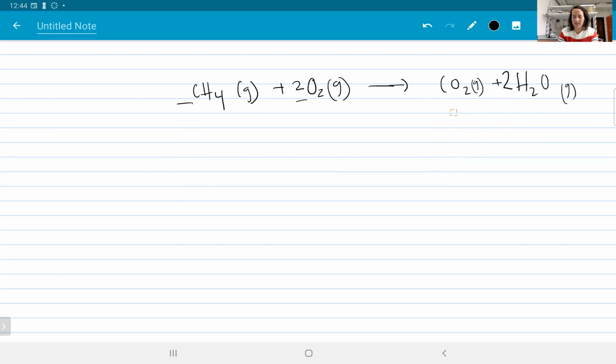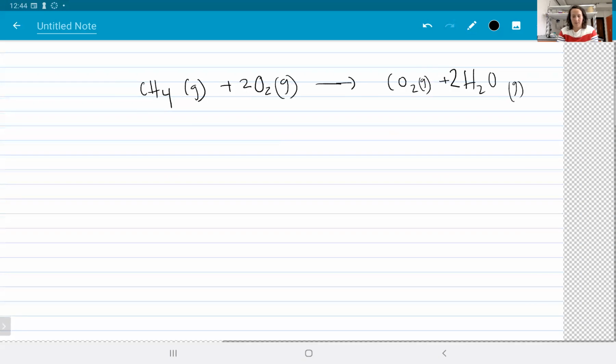Let me just get rid of all these little dots. So let's see. I've got 1 carbon, 1 carbon. I've got 4 total hydrogens. I've got 4 total hydrogens. I've got 4 total oxygens, 2 oxygens from here and 2 oxygens from here, so that's 4. So there we go. Woo! Quickly balance that chemical equation. All right, so put that in the center.